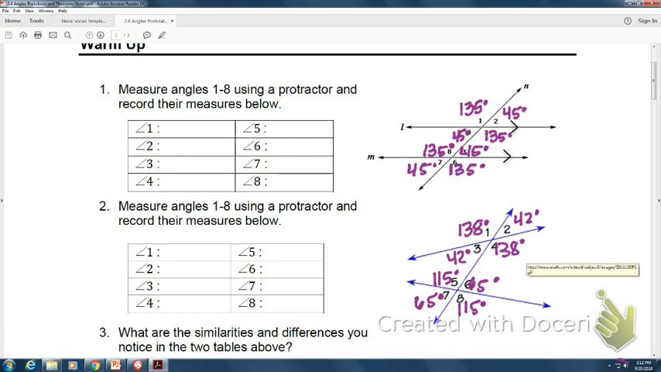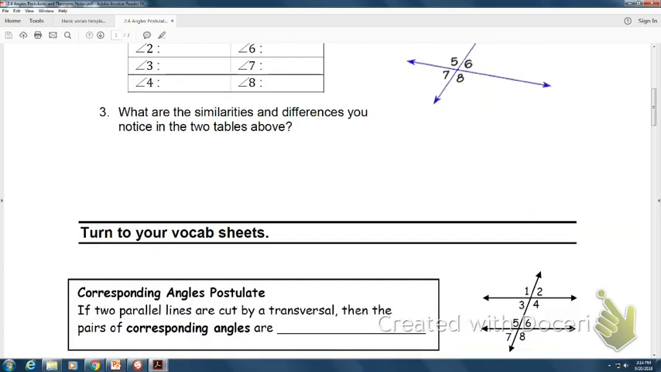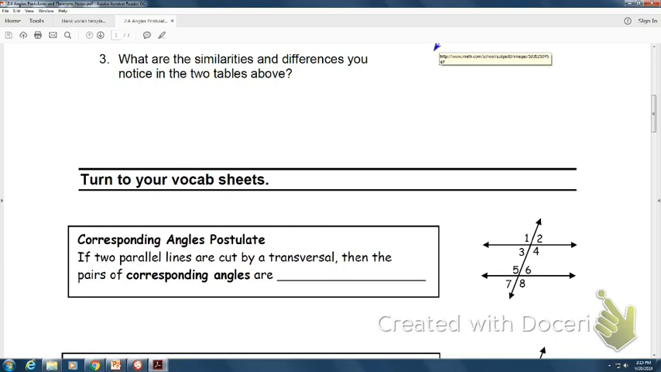Okay. Question 3. What are the similarities and differences you notice in the 2 tables above? I didn't fill out my tables, but what did you guys put down? Okay, yes, they both had 8 angles. What else?